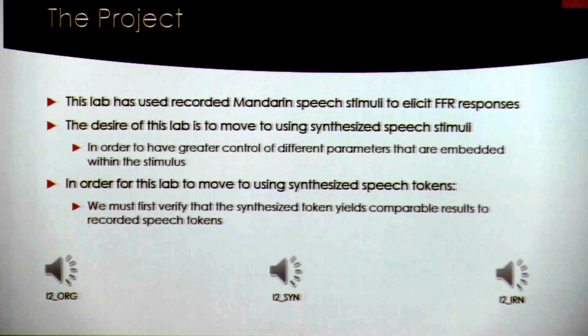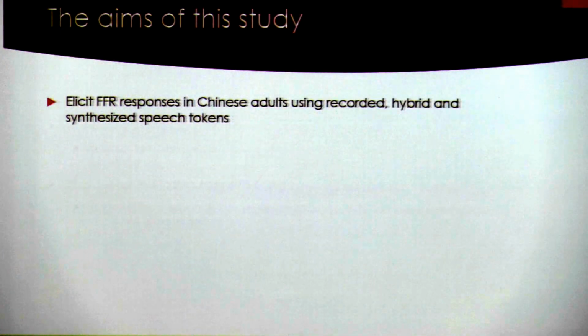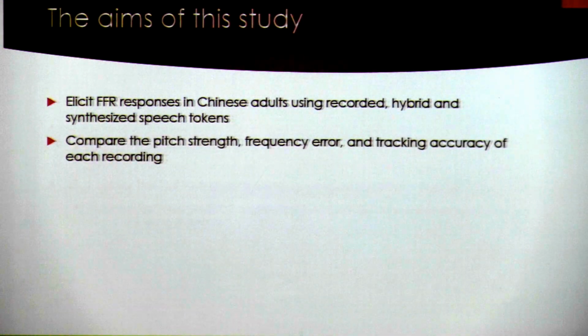Of course, the aims of this study is to elicit FFR responses in Chinese adults using recorded, hybrid, and synthesized speech tokens. We looked at 3 objective indices, like Megan's study as well did: the pitch strength, or the overall robustness of the brainstem response; frequency error, how much does it deviate from that fundamental frequency; and tracking accuracy, how well does it go within that fundamental frequency.